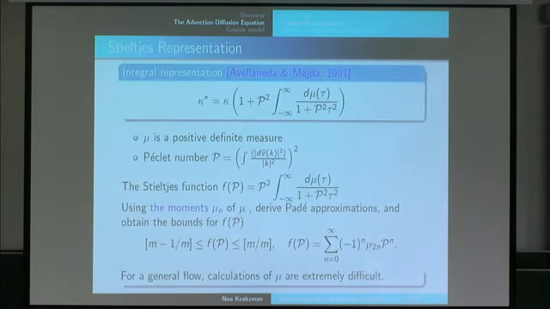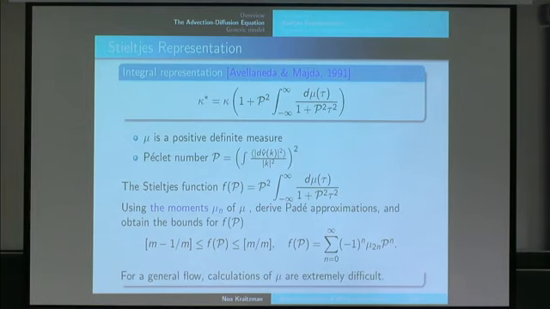Well, in 1991, Avellaneda and Majda adopted the analytic continuation method for the advection diffusion equation, and they obtained a Stieltjes representation for the thermal conductivity. Now, this representation includes a tensor valued measure and the Péclet number. There are actually 10 different definitions for the Péclet number, but in this case, we take the Péclet number to relate to the fluid flow.